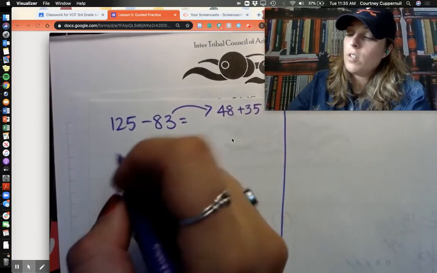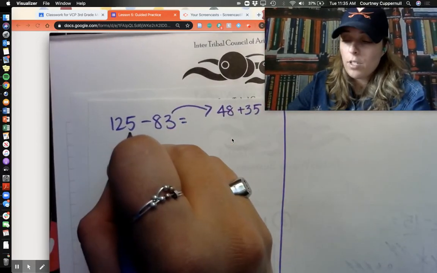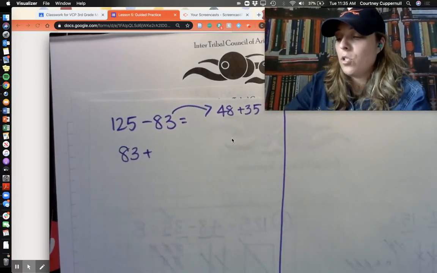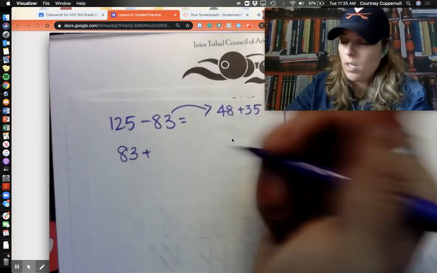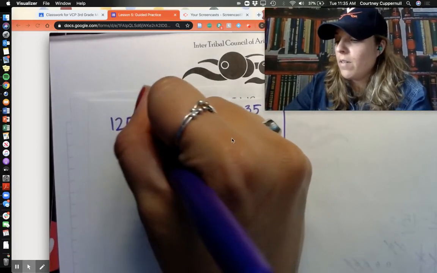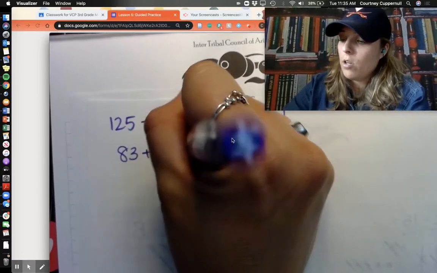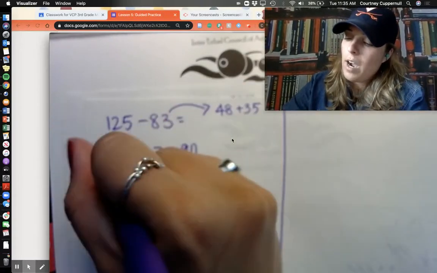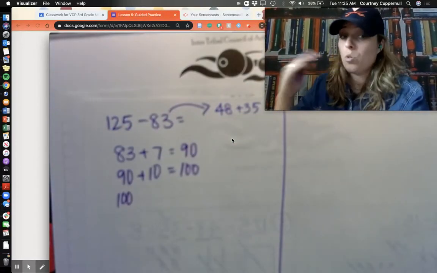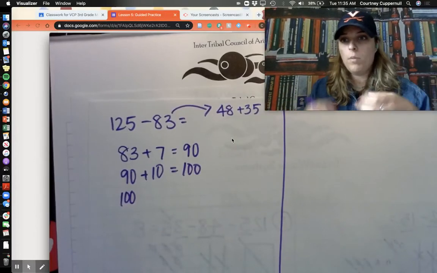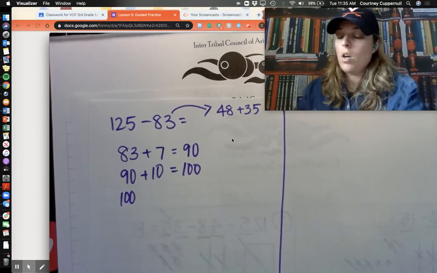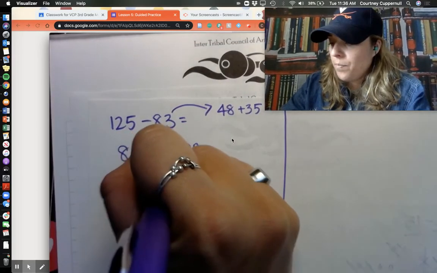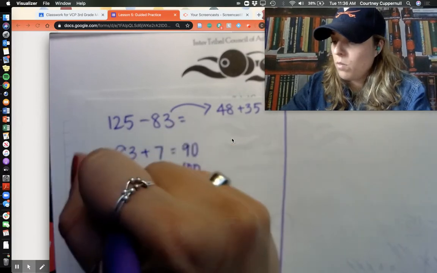What I can do over here is, just like I would with any one-step subtraction, I can start at 83 and add up until I get to 125. So in this case, I'd probably use some friendly numbers. 83 plus 7 gets me to 90. I know 90 plus 10 gets me to 100. If I'm at 100, I know that I can either add just plus 25 to get to 125. 100 plus 25 equals 125. Or if you want to break it apart again, you can do 100 plus 20 equals 120. 120 plus 5 equals 125.